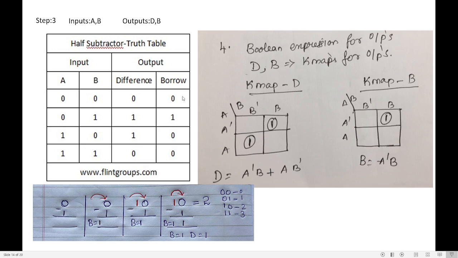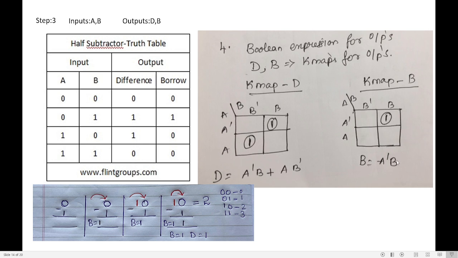Now I need to do the same thing for borrow. Borrow is high only in the place called A bar B. So I'll go to A bar and B and write 1. Since it is a single one and I cannot group it, what is the equation for borrow? A bar B. So I've got the equation for difference, and I got the equation for borrow.